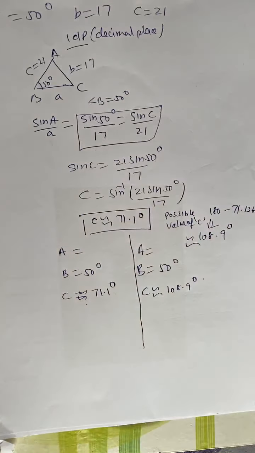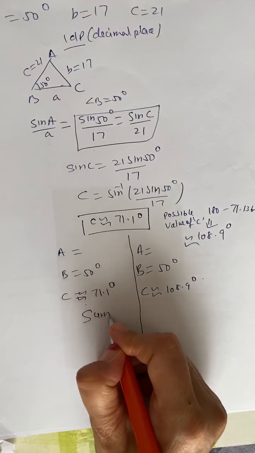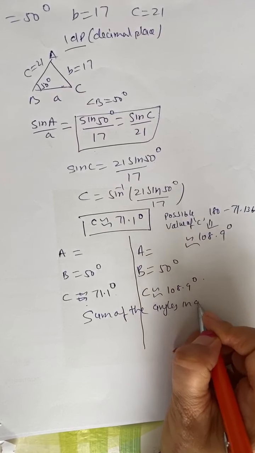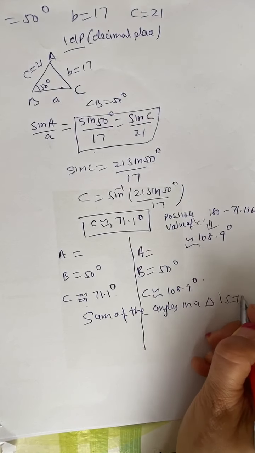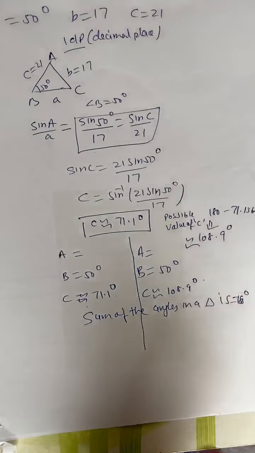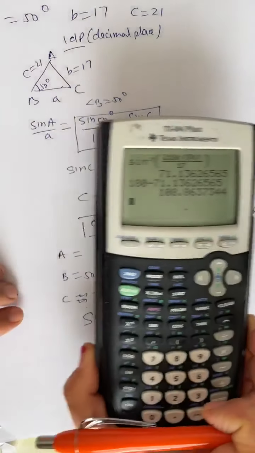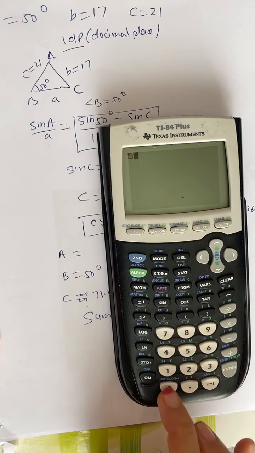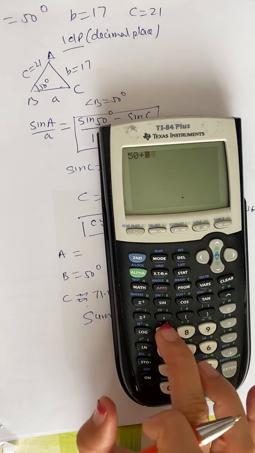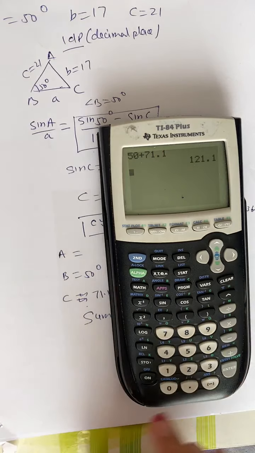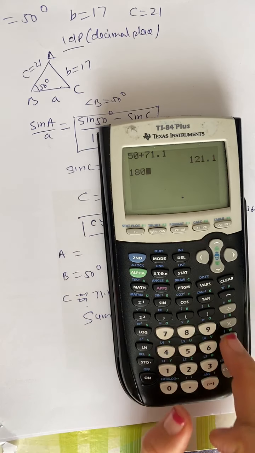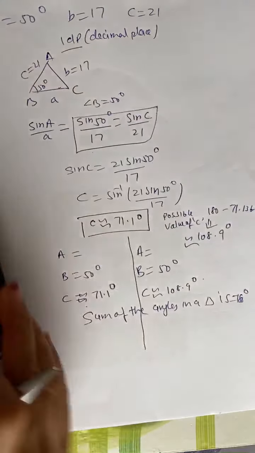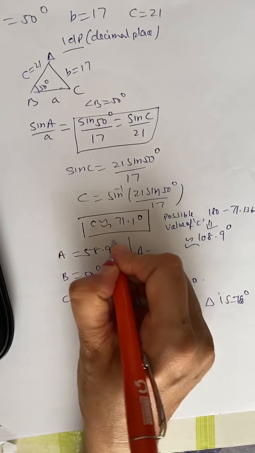Now I have to find A, and I know that the sum of the angles in a triangle is equal to 180 degrees. Let's see what we get here. For the first one, I'm going to add 50 plus 71.1, so I got that. And now 180 minus, I'm going to copy this, enter. So 58.9 degrees, which makes sense. So this is what we got for A.